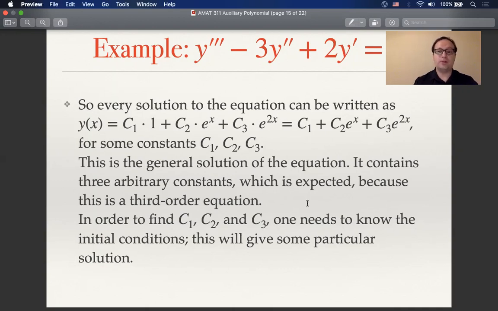If we want to find a particular solution, then we should solve an initial value problem consisting of this equation with three initial conditions. And then knowing the three initial conditions will give us the three constants C1, C2, and C3 after some computation.